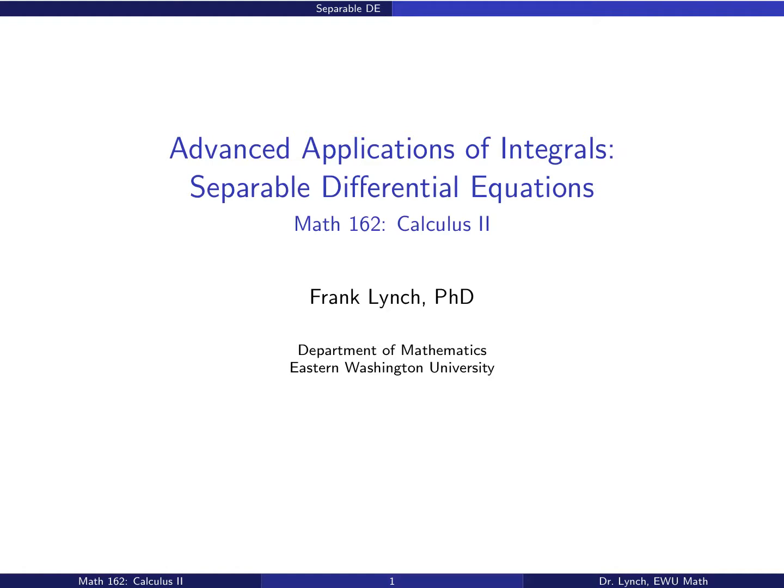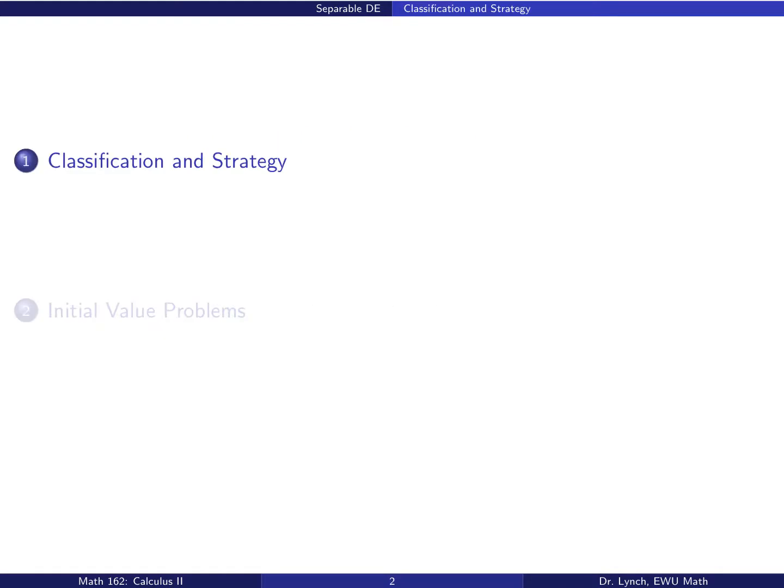In this video, we're going to be discussing separable differential equations. So we'll start off by discussing how to classify a differential equation as separable. We'll talk about a strategy for solving those equations, and then we'll solve a couple initial value problems. Recall here we're discussing first order separable differential equations, so the highest derivative you see is a first derivative.